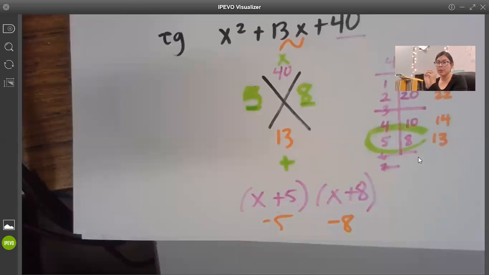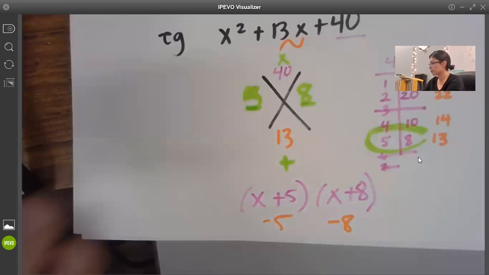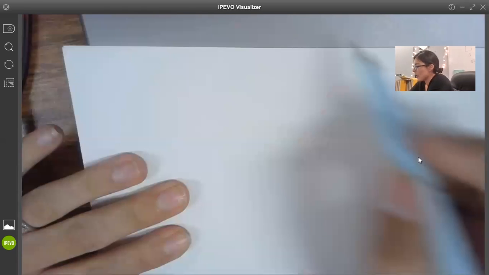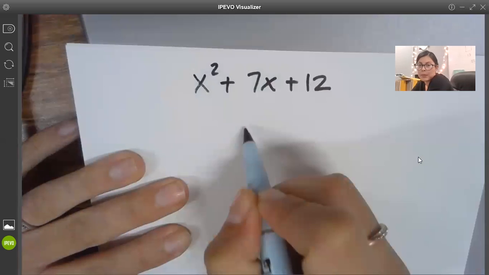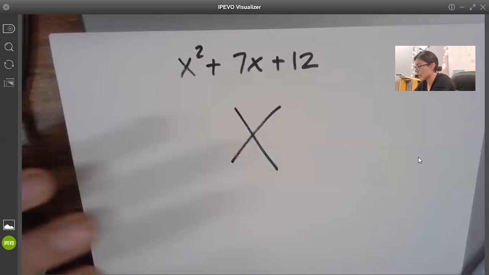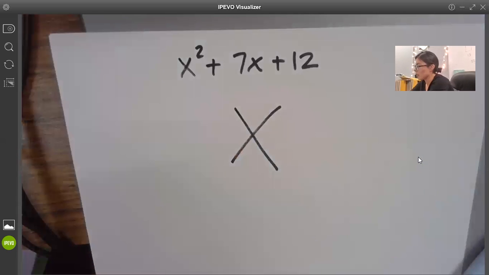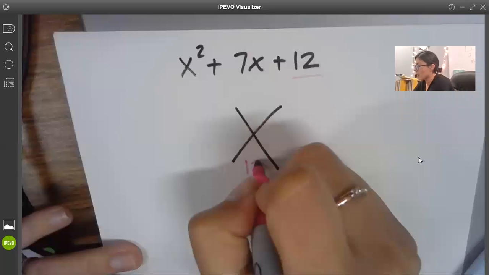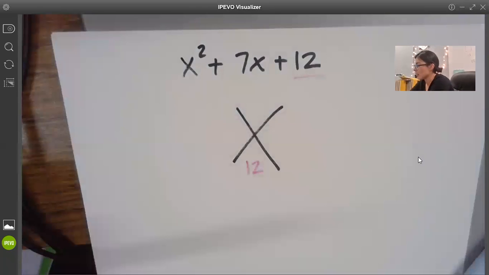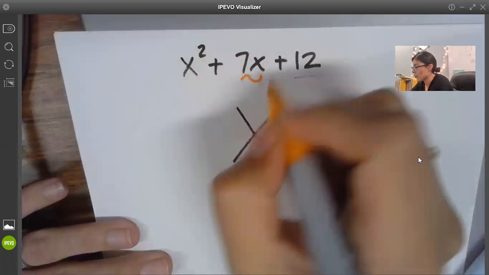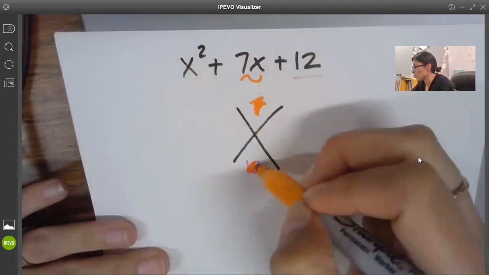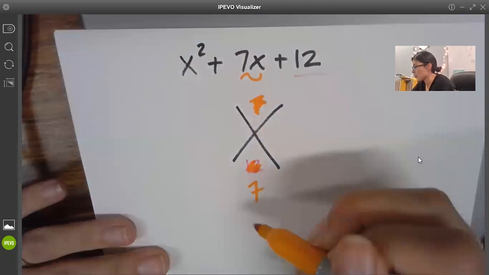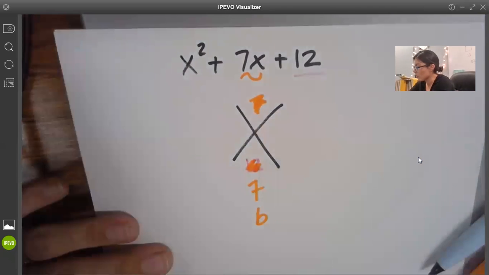Okay, let's do another example, and then you're going to do an example. What about x squared plus 7x plus 12? Make my x. My C, the one that doesn't have x or y, is 12, so it goes here. Then the one that has the x, but not the squared, is 7. Oh my god, I just put them in the wrong spot. It should be 7, because that's the b, and the c goes on top, which is the 12.